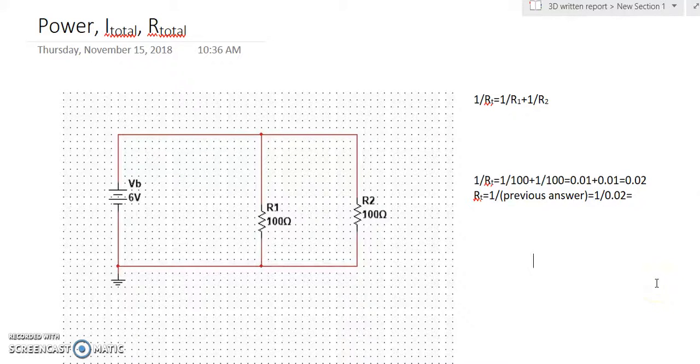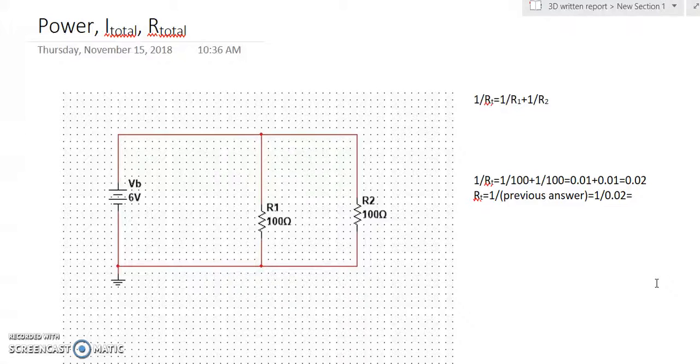Hello everyone, this lecture is about power, Rtotal and Itotal. So let's look at this circuit that you're looking at right now. It has two branches. This circuit is in parallel, so we can't just add up our resistors to get Rtotal. And I want to find Rtotal and Itotal of this circuit.